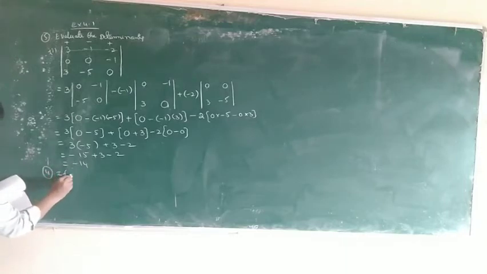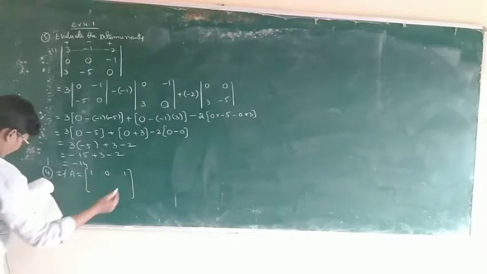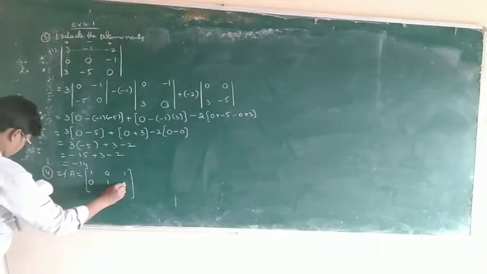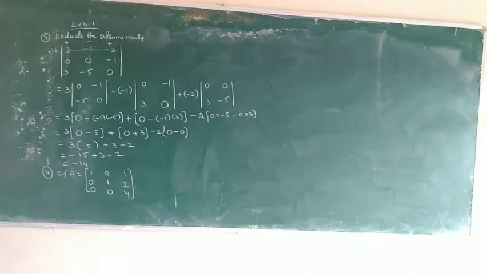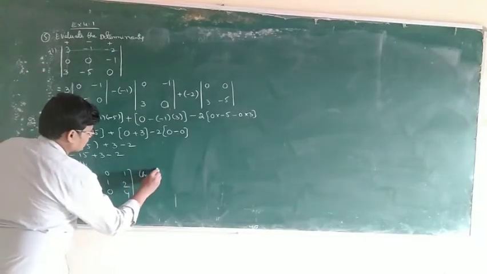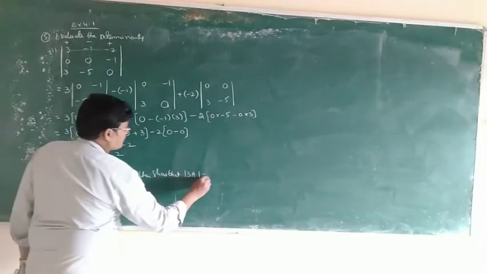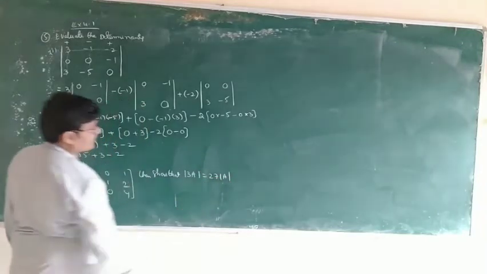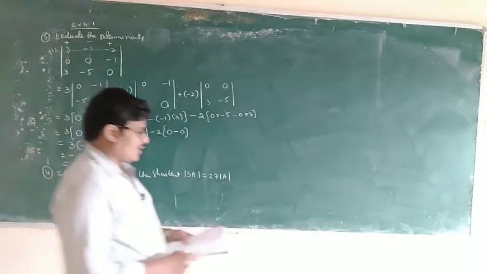If A is equal to the matrix with rows 1 0 1, 0 1 2, 0 0 4, then show that the determinant of 3A is equal to 27 into det A. The determinant of 3A is equal to 27 into det A. We have to prove this.